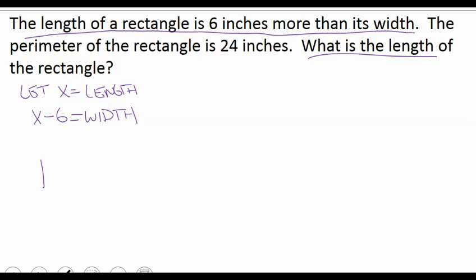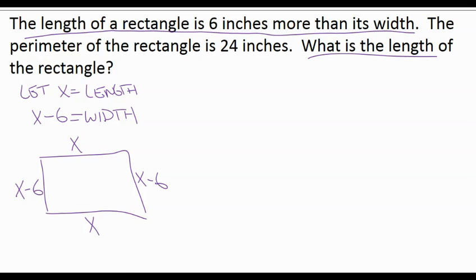Now I want to picture a rectangle, so I'm going to draw one here. The rectangle has 4 sides, and I know 2 sides are the length and 2 sides are the width. So I'm going to say these are both the length and these are both the width. I've labeled all 4 sides of my rectangle.